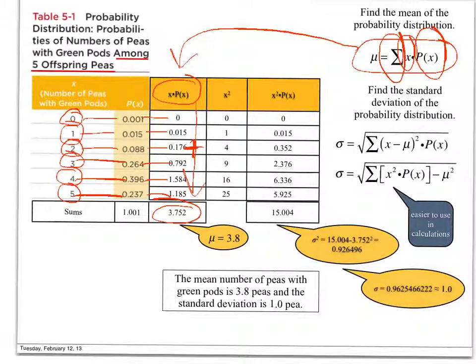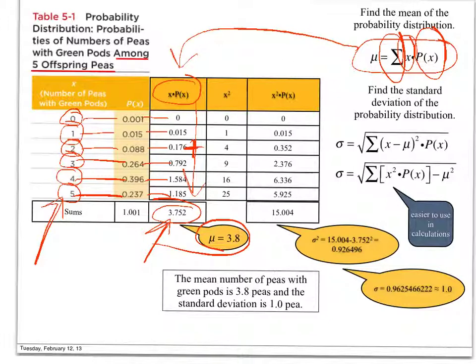And in this one, the mean is 3.752. Since our original data has 0 digits to the right of the decimal point, we will round to 1 digit to the right of the decimal point. That's the rounding rule for mean. 1 digit more than in the original data. So we'll round 3.752 to 3.8.